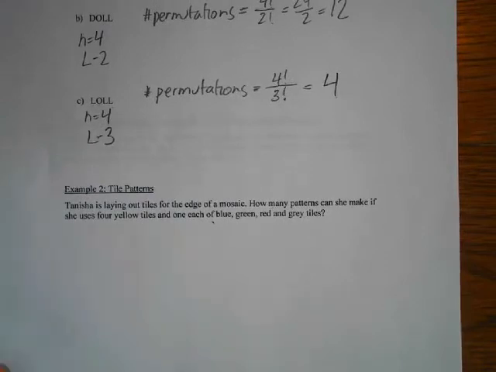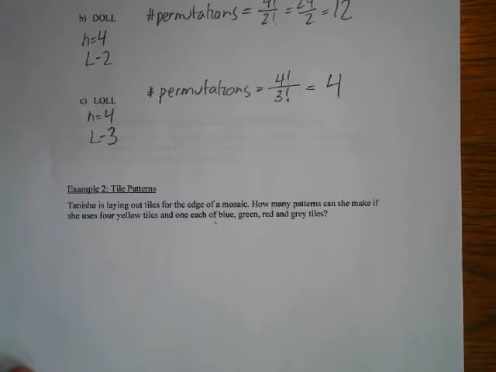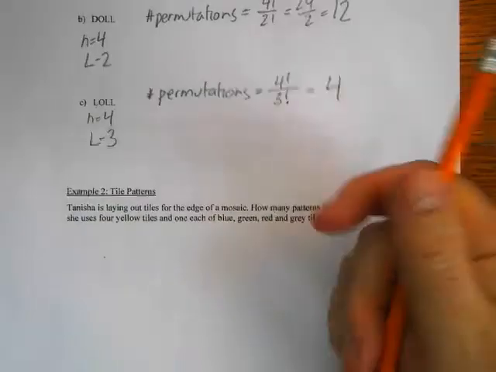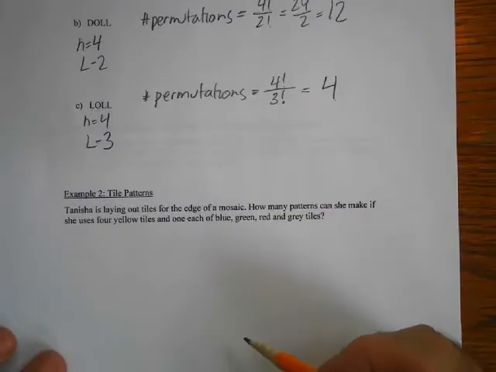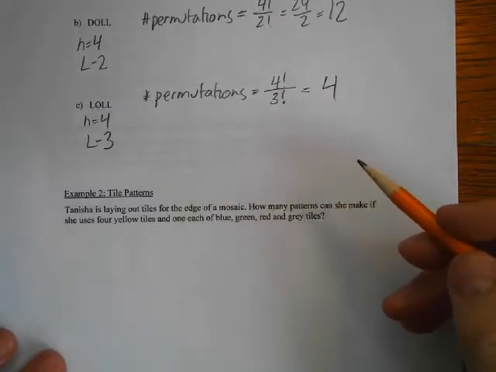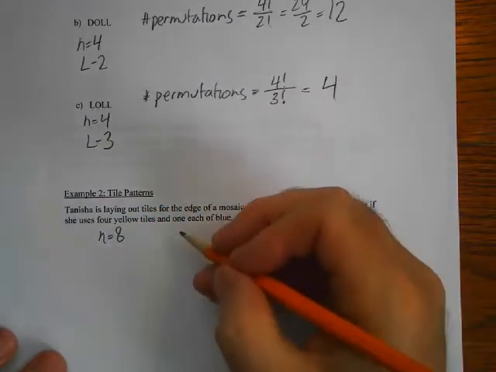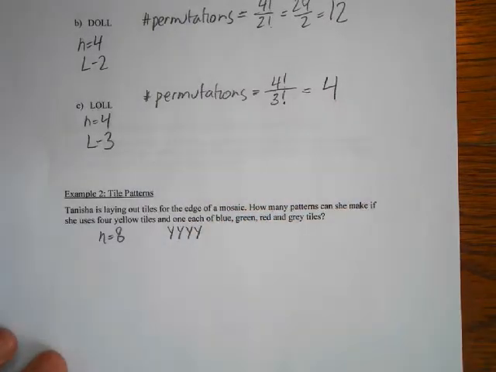Tanisha is laying out tiles for the edge of a mosaic. How many patterns can she make if she uses 4 yellow tiles and 1 each of blue, green, red, and gray tiles? Okay, so let's just kind of turn it into a word permutation problem. For each of her patterns, she's going to have 8 tiles, so n equals 8. And she's got 4 yellows, so I'll do 4 Y's.